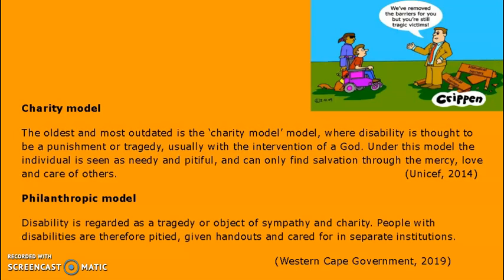Then we have a philanthropic model as well, and this is similar to the charity model, and it is oftentimes used interchangeably, where the person is the object of charity and sympathy, and they should be pitied and given handouts and cared for in separate societies as if they cannot do anything for themselves. Quite outdated, because today we know that people with differences are able to contribute to society just as much as anybody else. A society just needs to accommodate them for their differences and not separate them because they don't fit into a box.